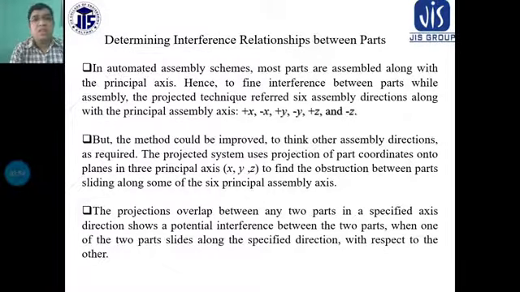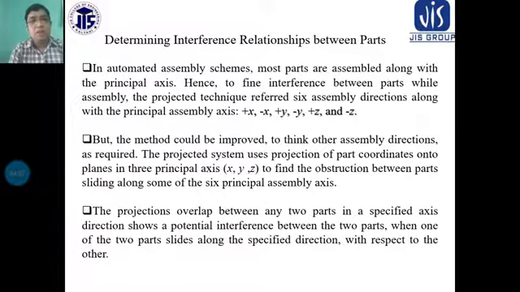In automated assembly schemes, most parts are assembled along the principal axis. Hence, to find interference between parts during assembly, the projection techniques refer to the six assembly directions along the principal assembly axis, which we can consider according to the degrees of freedom. Similarly, you have to maintain the axis according to your project, considering the assembly of the different components and in which direction the movement will be considered.